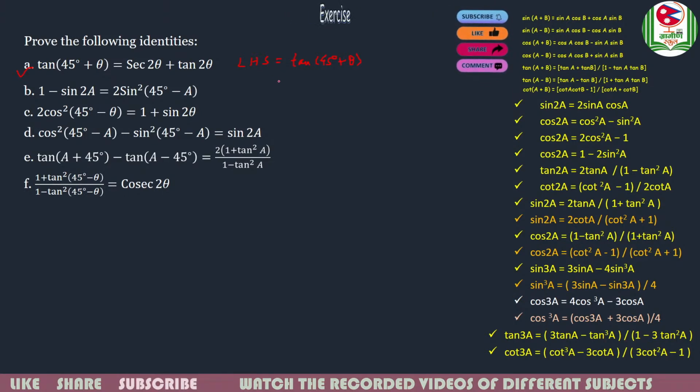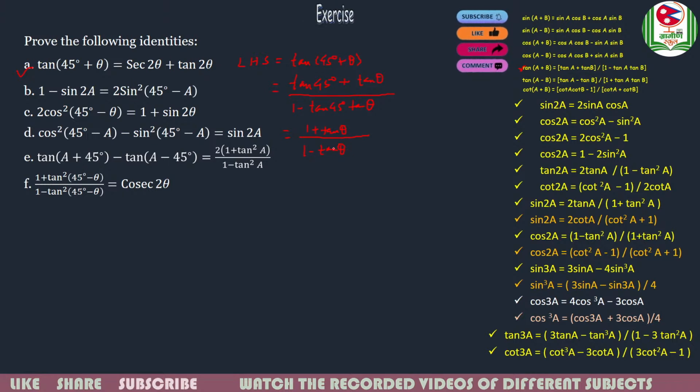We know tan(A + B) equals tan A plus tan B divided by 1 minus tan A into tan B. So we can write it as tan 45° plus tan θ upon 1 minus tan 45° into tan θ. And we all know that tan 45° is equal to 1. So we can write (1 + tan θ) upon (1 − tan θ).